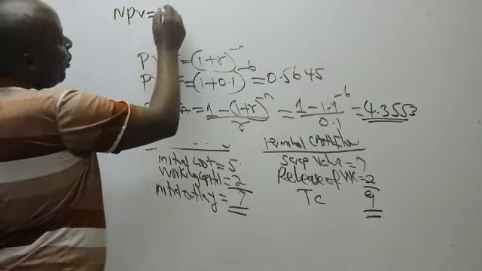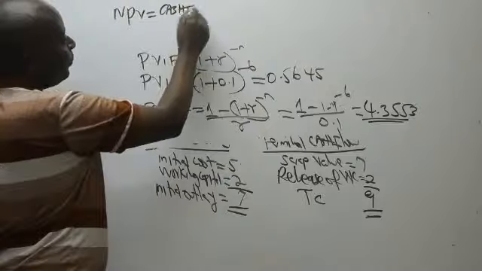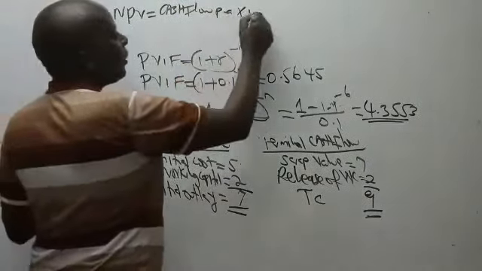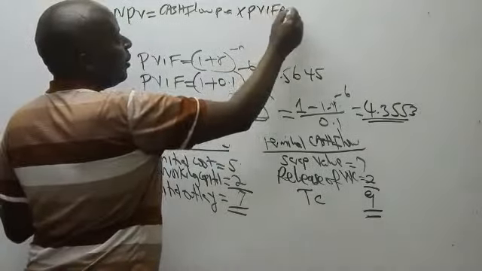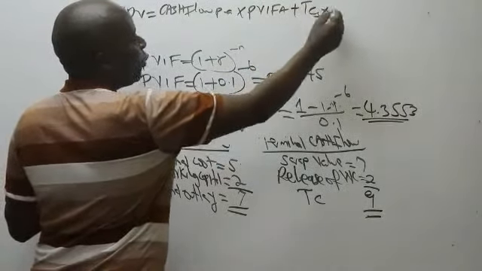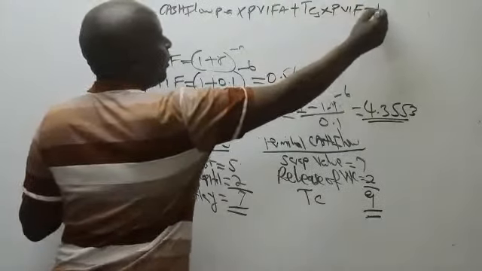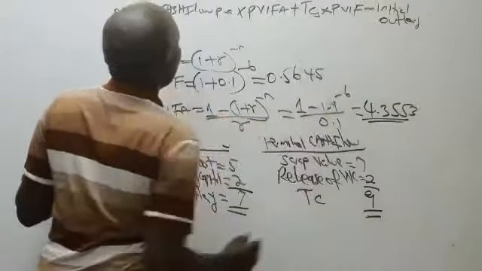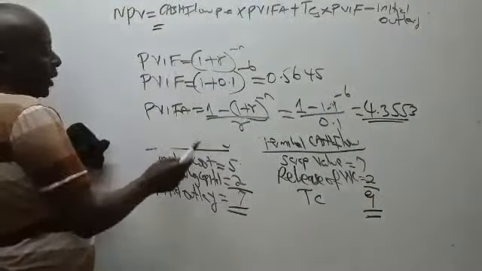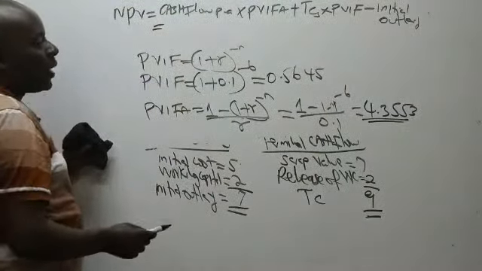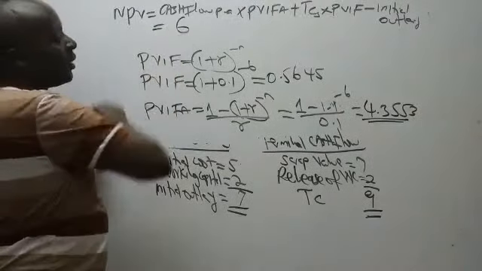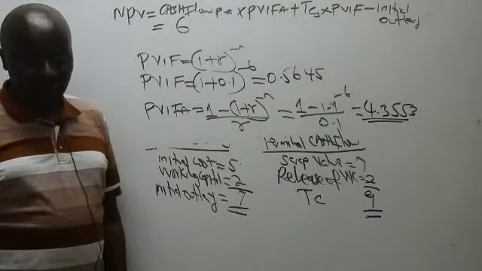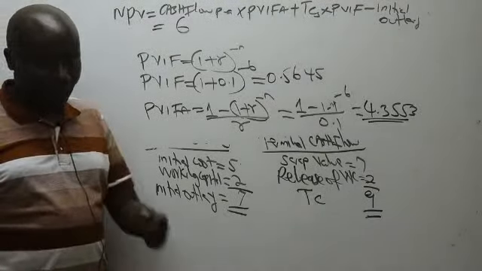So NPV will be our cash flow per annum times PVFA plus our terminal cash flows times PVF minus the initial outlay. I forgot my cash flow per annum, but I remember something like 6. Is there somebody who can remind us the cash flow per annum? 6, thank you very much, Silvanus.